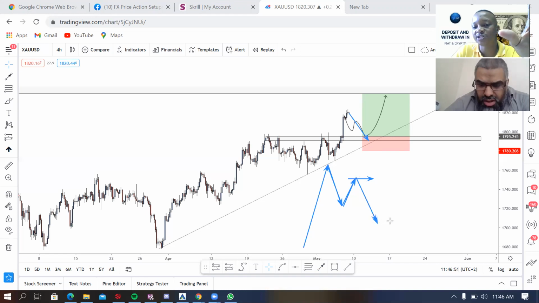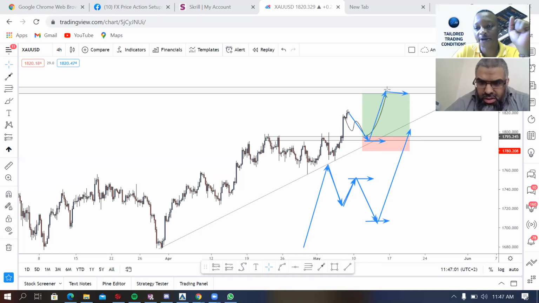And then when price reaches this level here, right? So we'll buy it going up to this level here, which is this one here. We're gonna buy it going up to that level there.